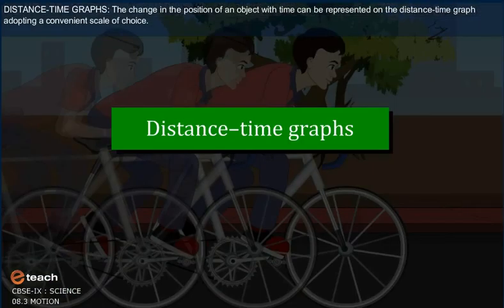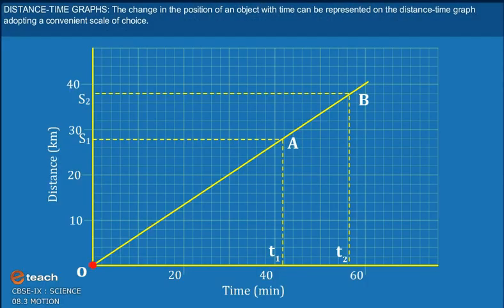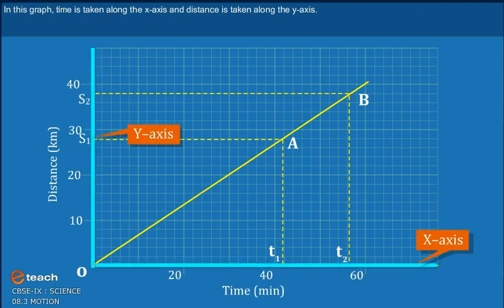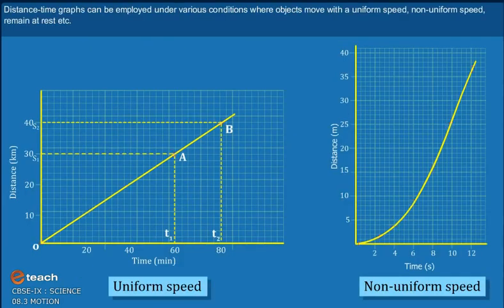Distance-time graphs. The change in the position of an object with time can be represented on the distance-time graph adopting a convenient scale of choice. In this graph, time is taken along the x-axis and distance is taken along the y-axis. Distance-time graphs can be employed under various conditions where objects move with uniform speed, non-uniform speed, remain at rest, etc.